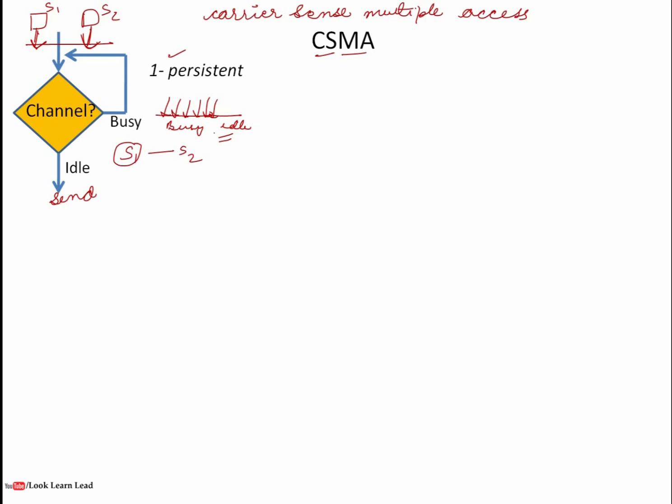In this case also there is a problem of collision. Collision means when two stations send the data at the same time. Suppose S1 is sensing the channel and the channel is free. S2 is also sensing the channel and it is free. When S1 sends, the channel is idle, and at the same time S2 also sends, and they both are sending. Then there is a collision. This is one persistent.